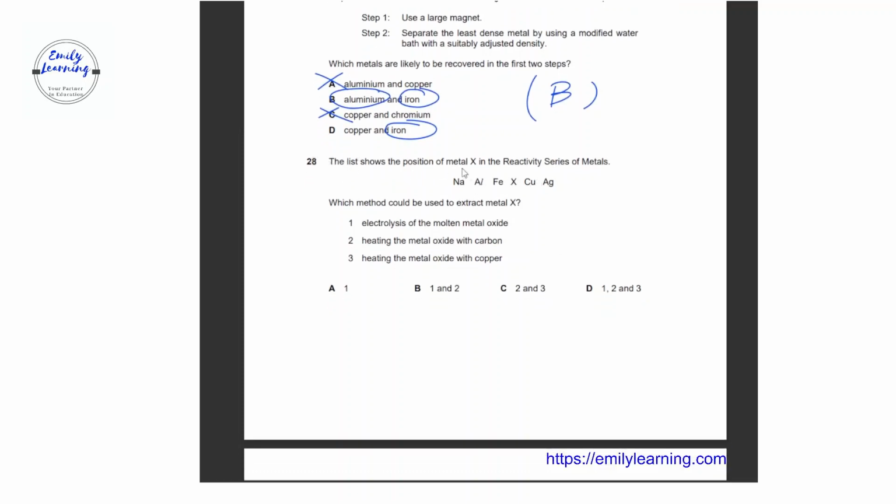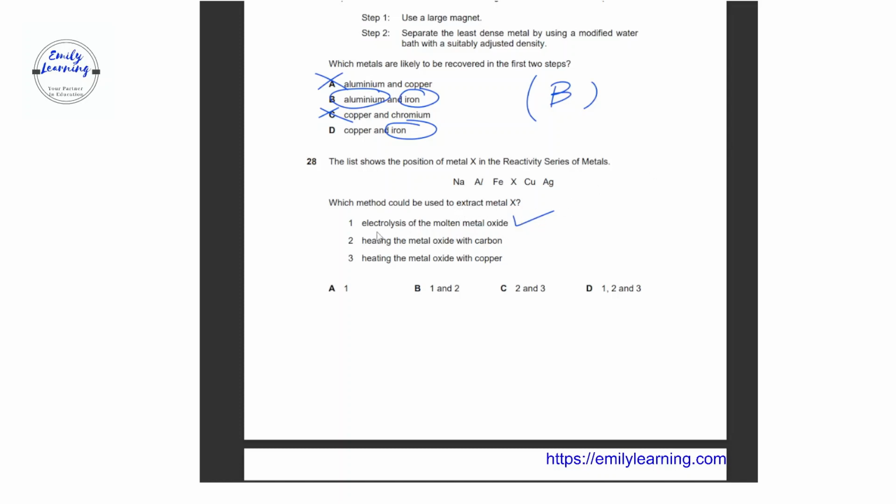The list shows the position of metal X in the reactivity series of metals. So we have sodium, aluminium, iron, X, Cu, and Ag. Out of these 6 metals, sodium is the most reactive. Ag, silver, is the least reactive. Which method could be used to extract metal X? Electrolysis of molten metal oxide, definitely, because if you have molten X oxide, there are the ions of X, which are positively charged, and the other ion is O2-, which is negatively charged. So the positively charged metal ion of X will go to the cathode and be discharged. So you'll be able to extract metal X.